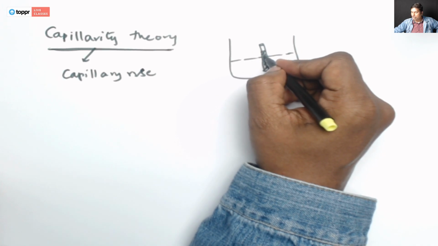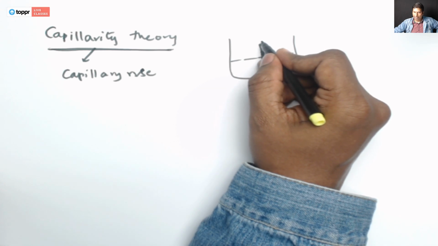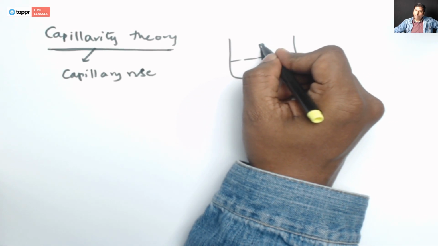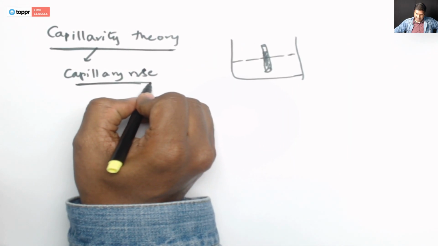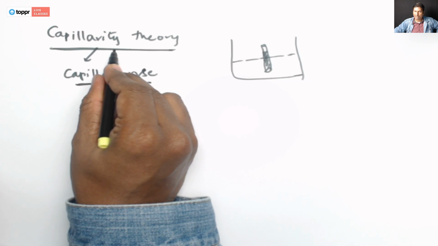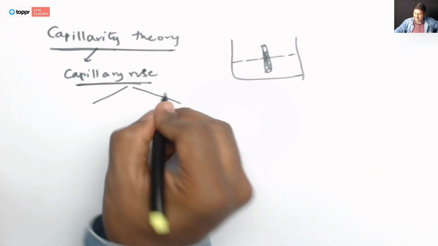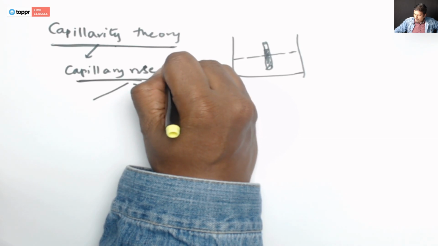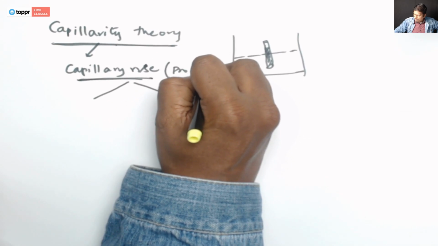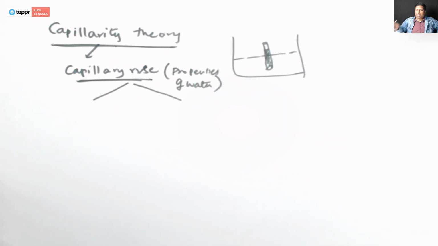Why is the water moving up inside the tube? This movement of water up through the capillary tube is what we call capillary rise or capillarity. You can simply call it capillarity. Now the capillary rise happens because of two reasons, and it happens because of the properties of the water. Capillary rise is because of the properties of the water.